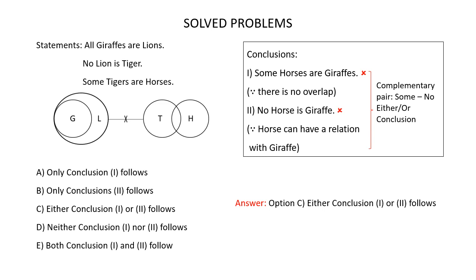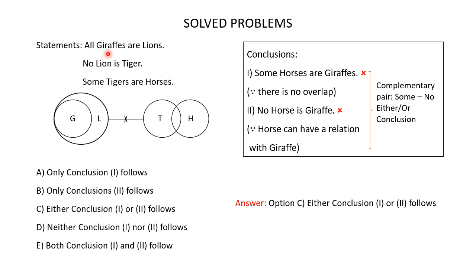In this question, you are given 3 statements and 2 conclusions. Let's find out which of these conclusions follow from the logic given in these statements. To do that, first you have to draw a Venn diagram for the given statements. Now the statements are all giraffes are lions. No lion is tiger. Some tigers are horses. So let's draw a Venn diagram for these statements.